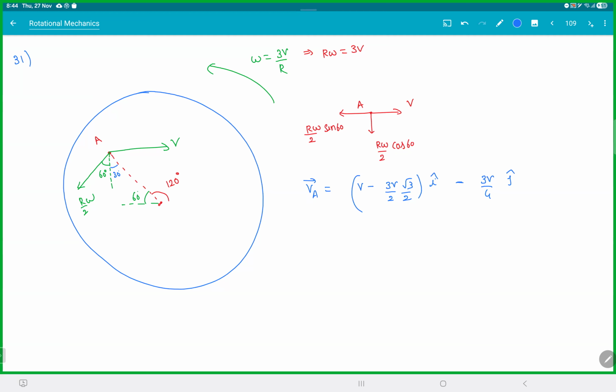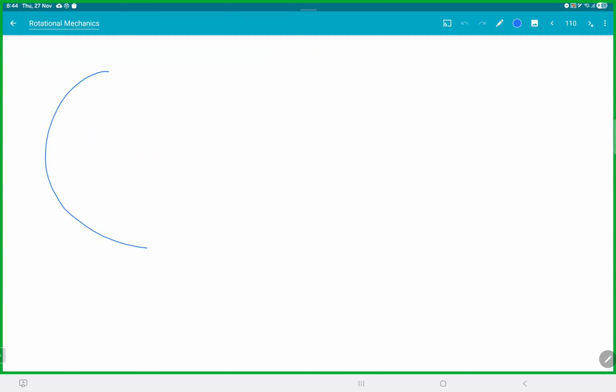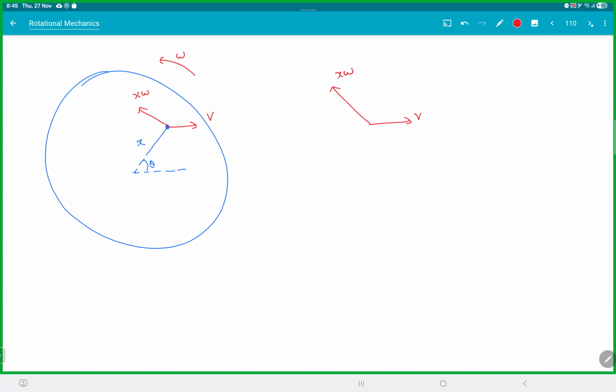What's the second part of the question? Find the point where the velocity is in the vertical direction. How do we do that? Same thing, since we don't know where the point is, let the point be at a distance x and let the angle be theta. So x and theta both are variables. This point will have a translation velocity v this way, and remember, omega is rotating this way, so x omega will be this way.